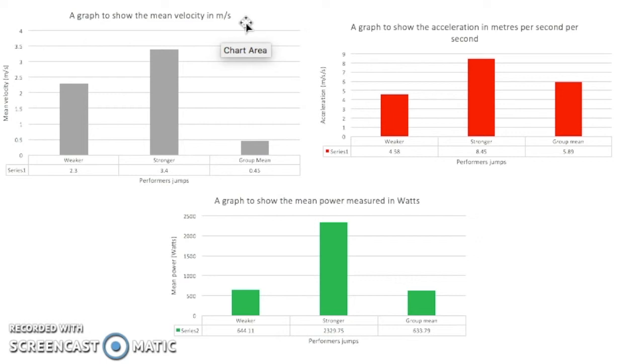The next graph is the acceleration, and this graph is showing the acceleration in meters per second, which is calculated via force divided by mass. The weaker person didn't get anywhere near as much acceleration on their jump, with a score of 4.58 meters per second, whilst the stronger performer had a much greater amount of acceleration, enabling them to jump higher.